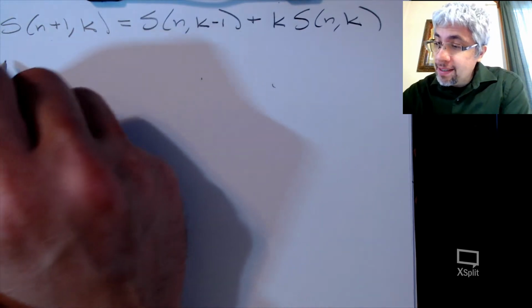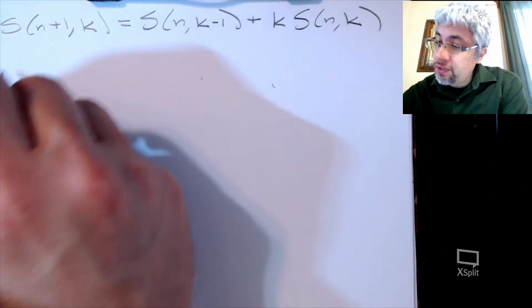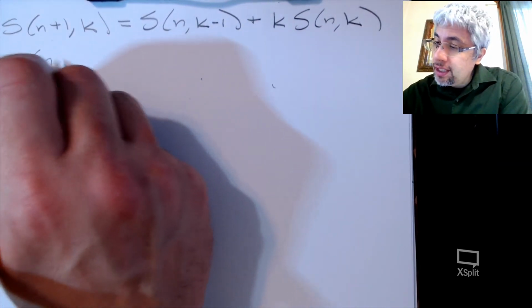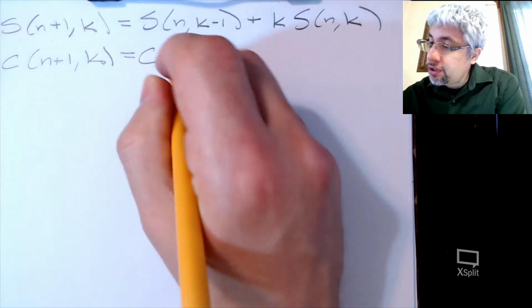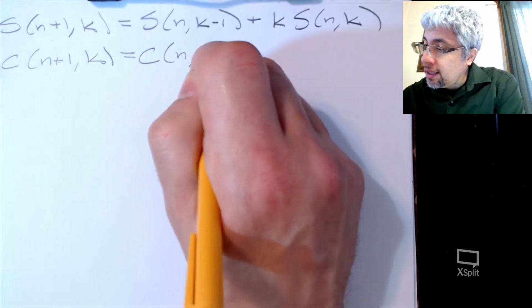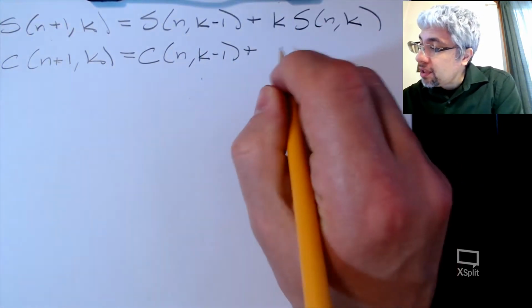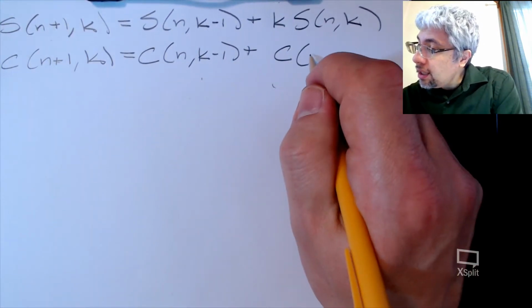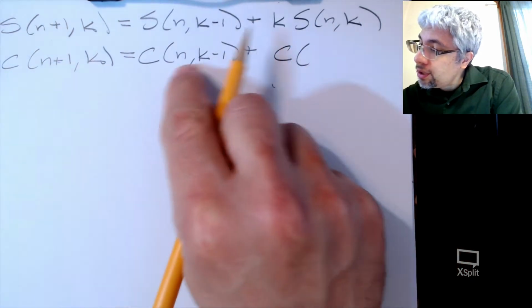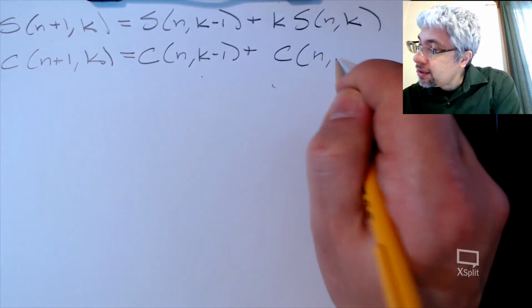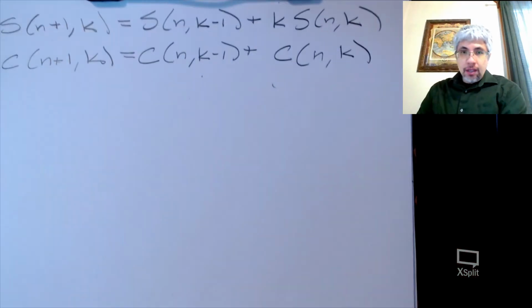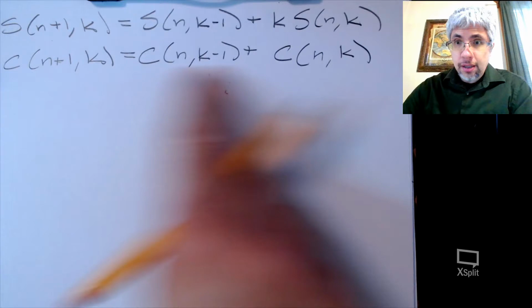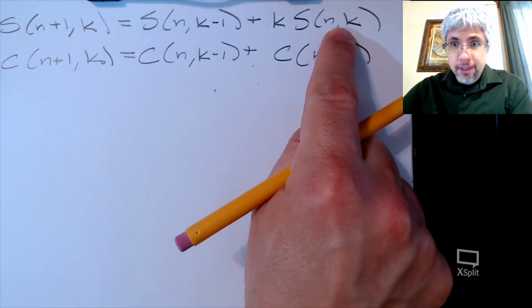So for the Pascal triangle, for the binomial coefficients, we would have C(n+1, k) is equal to C(n, k-1) plus C(n, k), where each one is lowered by 1, and then this. So this is our Pascal's formula, and this is our Stirling formula.